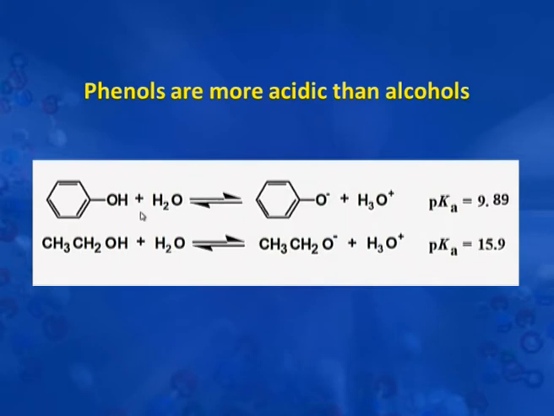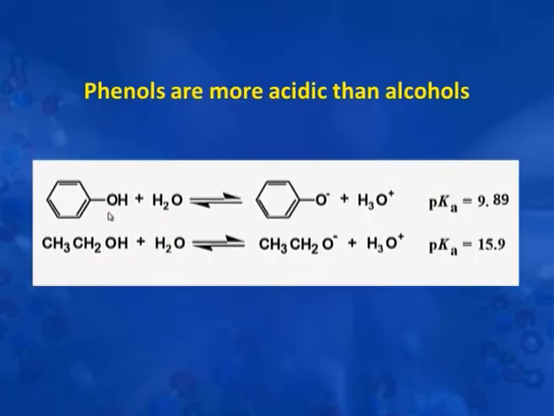Now, the question arises why phenol is more acidic than ethanol. For that we will look at these equations. Here phenol reacts with water to form phenoxide ion and hydronium ion. Similarly, here ethanol also forms alkoxide, or ethoxide ion. Now, the acidity of phenol and ethanol will depend upon the stability of these anions generated after the removal of proton from the OH bond.